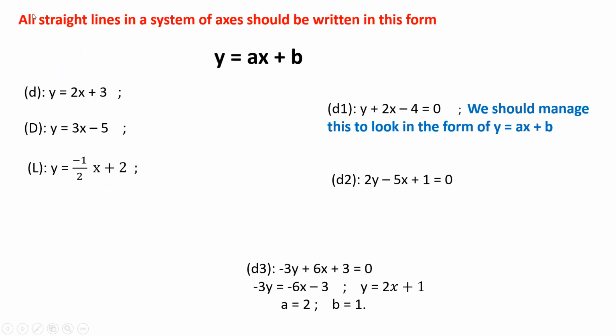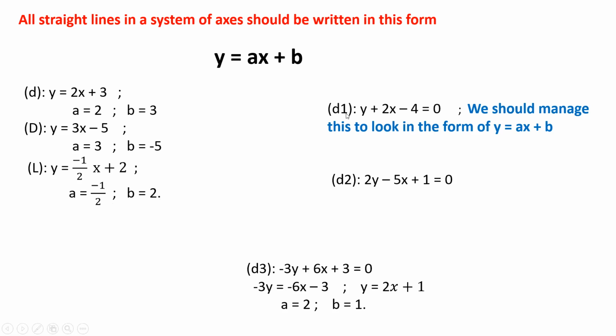But always, whenever you are given a straight line in a system of axes, please don't forget this form. It should be written in this form. For example, D: y equal 2x plus 3. What's a? The coefficient of x, it's 2, and the y-intercept is 3. Now D: y equal 3x minus 5. So the coefficient is 3 and the y-intercept is minus 5. Here, L: y equal minus half x plus 2. So the coefficient is minus half and the y-intercept is 2.